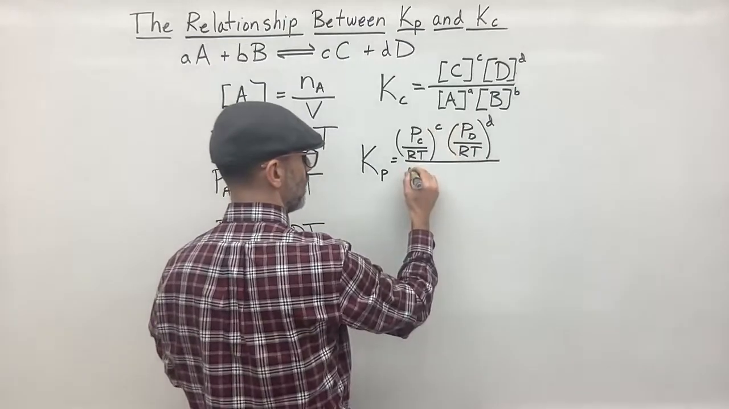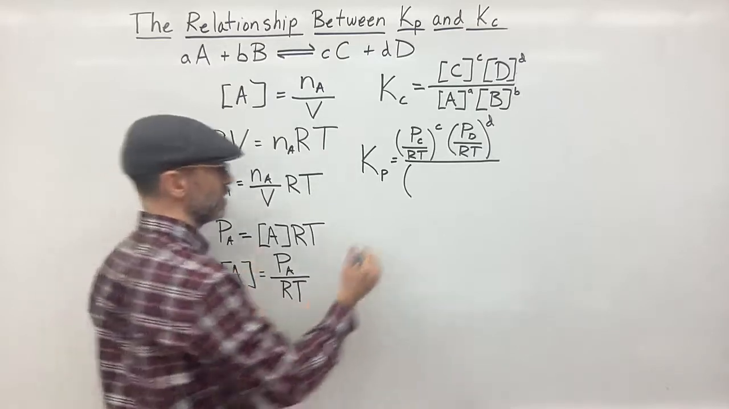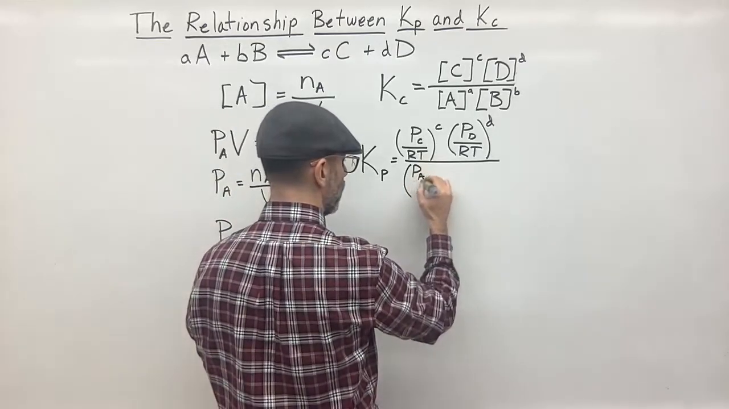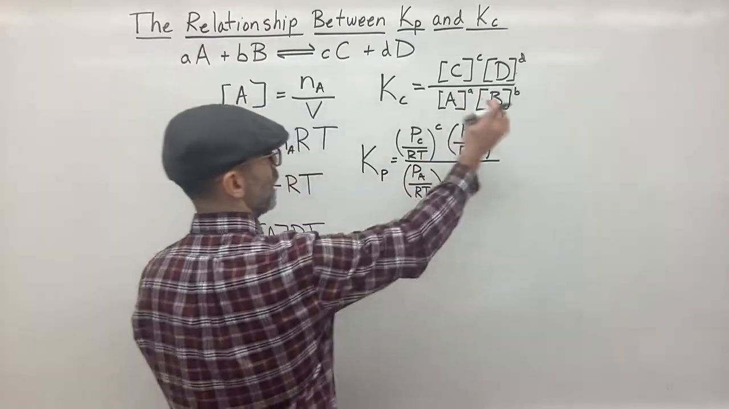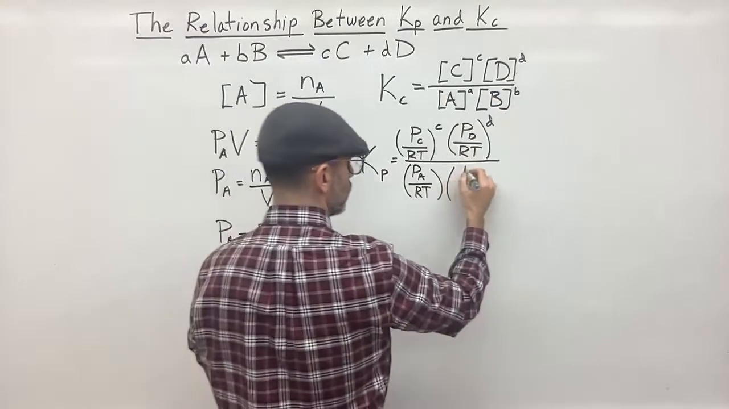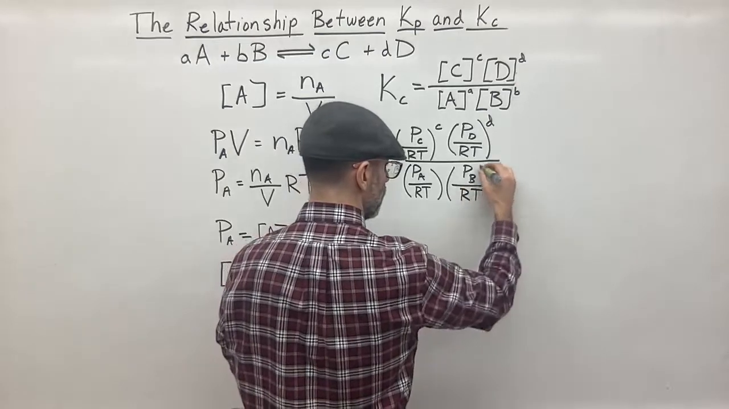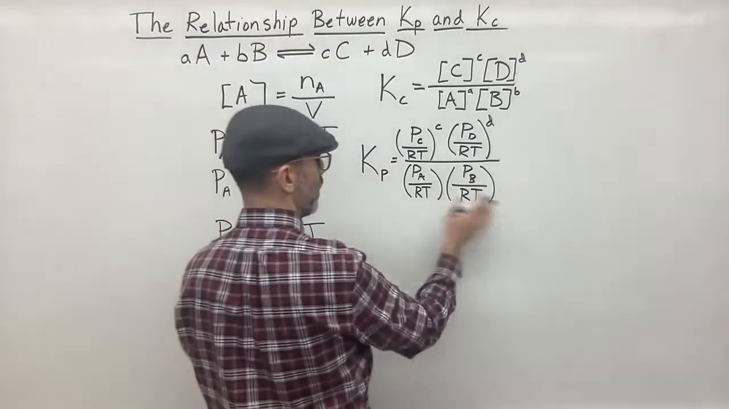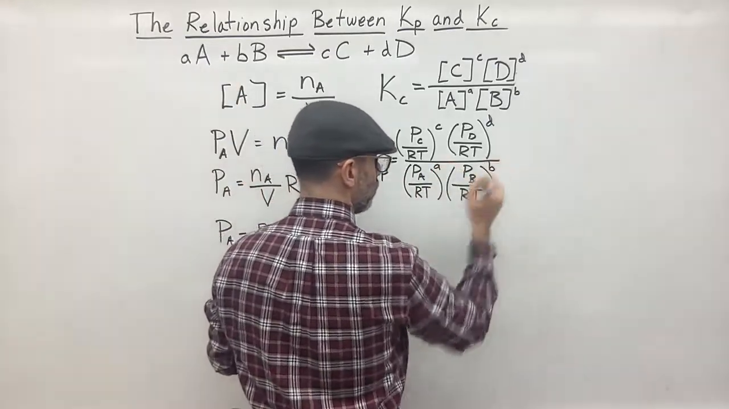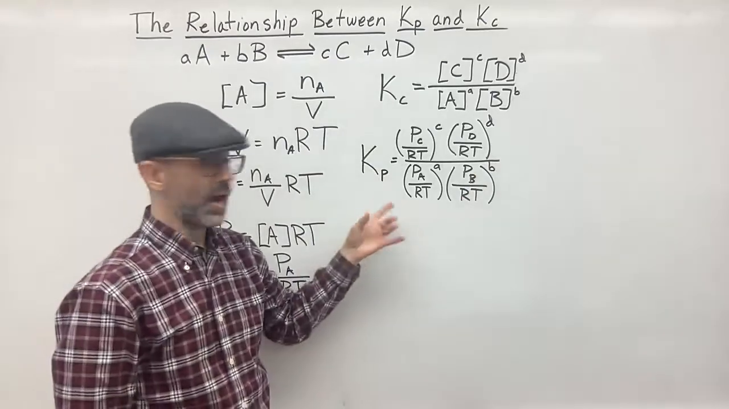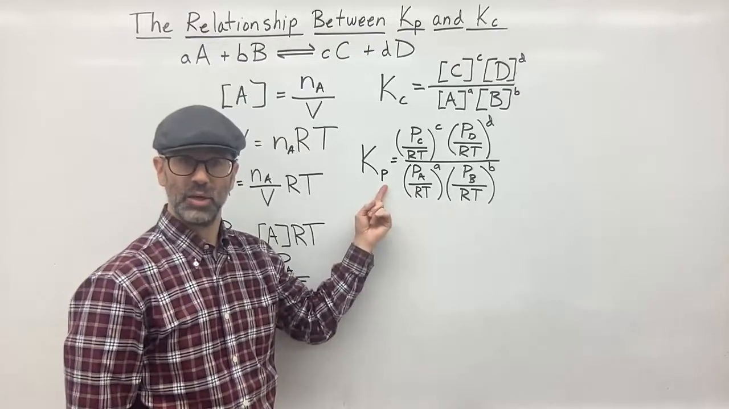And then on the bottom, instead of concentration of A, we're going to use the partial pressure of A over RT, multiplied by, instead of concentration of B, the partial pressure of B over RT. And both of these are raised to their powers, so little a and little b. So now we have our equilibrium expression in terms of pressure. So now this is Kp.